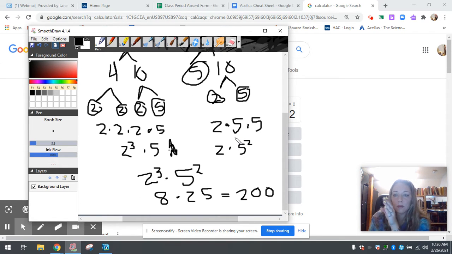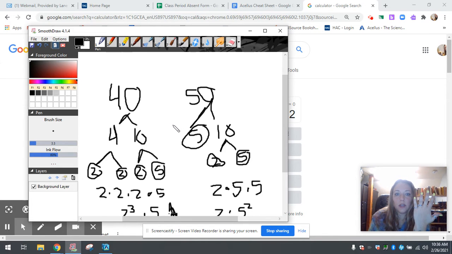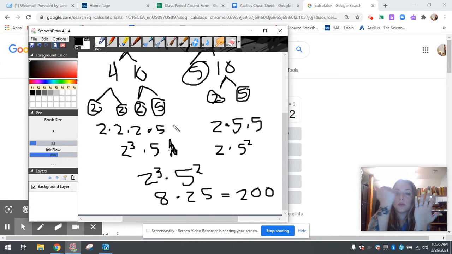So if you listed them out like they did in the video, you'd go 40 times 1 is 40, 40 times 2 is 80, 40 times 3 is 120, 40 times 4 is 160, 40 times 5 is 200. And then for 50, you'd go 50 times 1 is 50, 50 times 2 is 100, 50 times 3 is 150, 50 times 4 is 200. So you hit both of those numbers eventually if you are listing out your list of multiples for each of those numbers, 40 and 50.